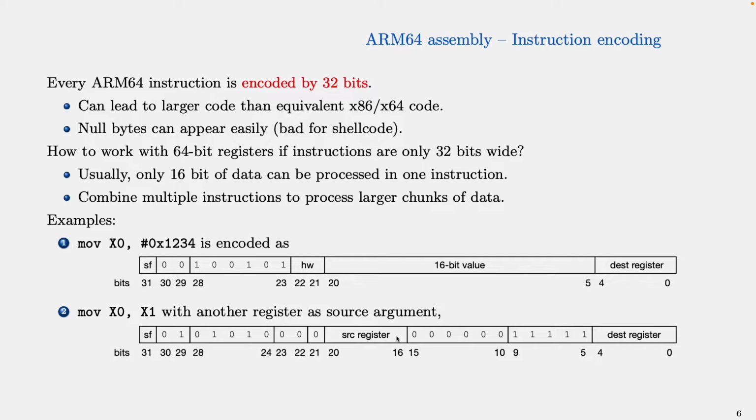And now again, from the shellcoder's point of view, this would actually cause a null byte to appear with these fixed values here together with the 0 bits from X1. So that would be problematic when we're writing shellcode. So we would want to avoid using X1 as the second argument in a move instruction. So much for instruction encoding.